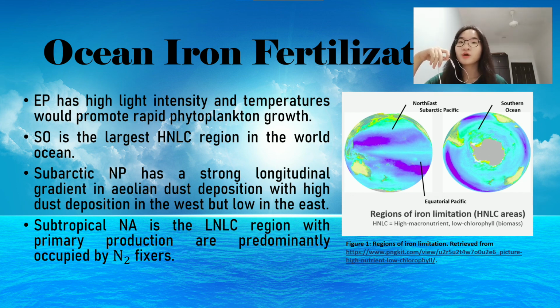Southern Ocean, which is the largest high nutrient, low chlorophyll region in the world's ocean, and the subarctic North Pacific, with strong longitudinal gradients in Aeolian dust deposition, where dust deposition is high in the west but low in the east. Meanwhile, low nutrient, low chlorophyll regions include the subtropical North Atlantic, where the primary producers are predominantly nitrogen fixers.